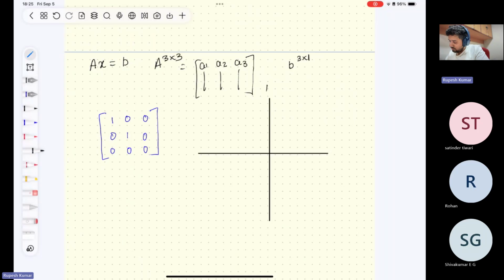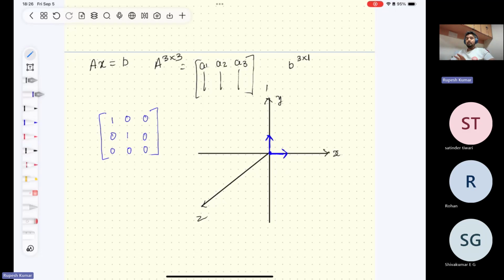So this is our Cartesian plane. There are three bases: this is the x-axis, this is the y-axis, and this is our z-axis. Now, what is the first column vector? Let's take the first column vector 1 0 0. This vector starts from the origin and goes 1 unit towards the x direction. Then the second column vector is 0 1 0, which starts from the origin and goes 1 unit along the y-axis. And the third column vector is 0 0 0, so basically it's the zero vector at the origin.